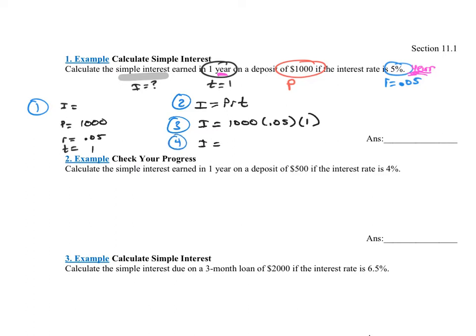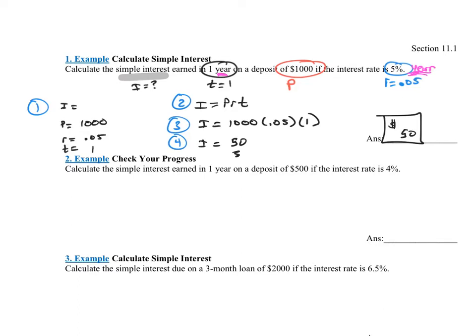In your calculator, plug in 1,000 times 0.05 times 1, and let's see what you get. I'm getting an amount of 50. What does this stand for? This stands for $50. So my final answer on the problem would be $50.